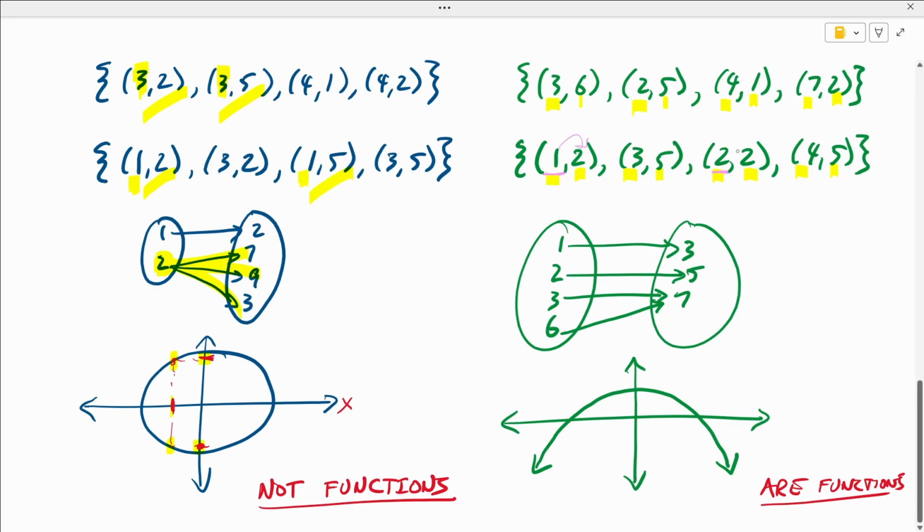1 maps to 2 and 2 also maps to 2. That's fine. The problem is we don't want one to split and map to two different things. So this is also a function. Let's look at the third one.